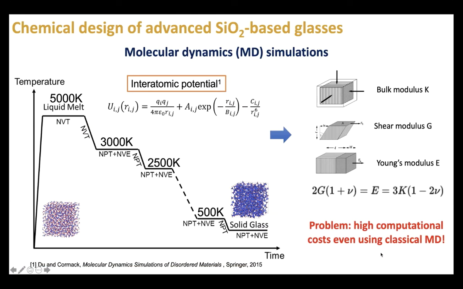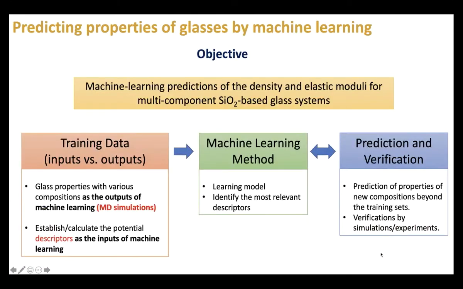So our target is to build a machine learning model to predict the density and the elastic modulus for multi-component silica-based glass systems. Like other machine learning models, this can be achieved in three parts. First, we need to get training data, like the input and output of a machine learning model. Second, we should choose an appropriate machine learning method. And finally, we should use the machine learning model for training, prediction and verification based on new simulations and experimental data. So in the following, I will explain this one by one.